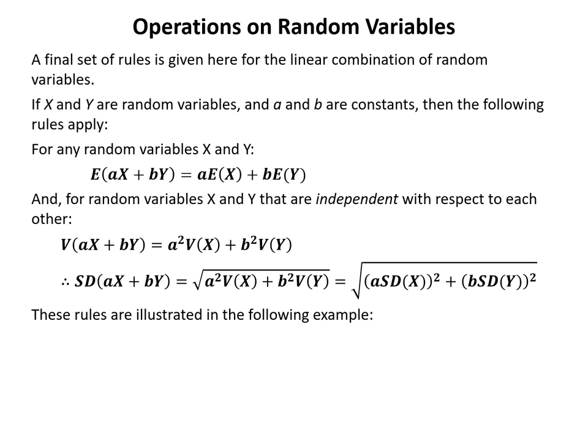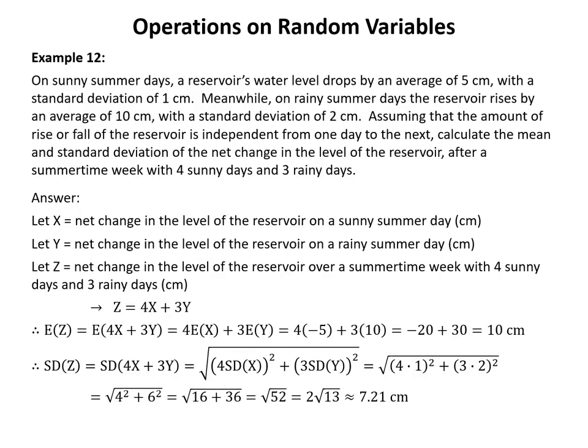And for random variables x and y that are independent with respect to each other, we have the rule for variance. The variance of ax plus by would equal a squared variance x plus b squared variance y, which would then give us the standard deviation of ax plus by equaling the square root of a squared variance of x plus b squared variance of y, which we could also write as the square root of a times the standard deviation of x all squared plus b times standard deviation of y all squared. These rules are illustrated in the following example.